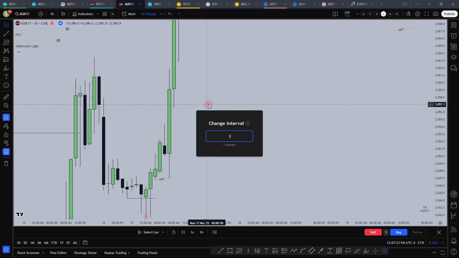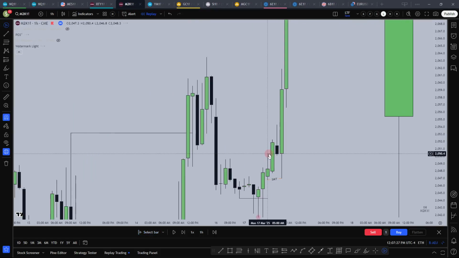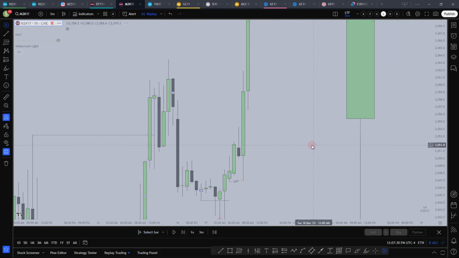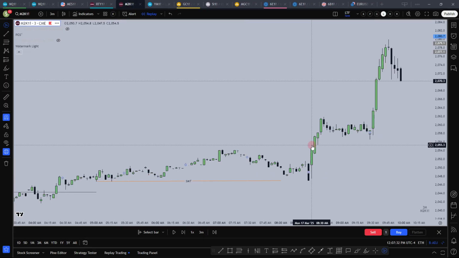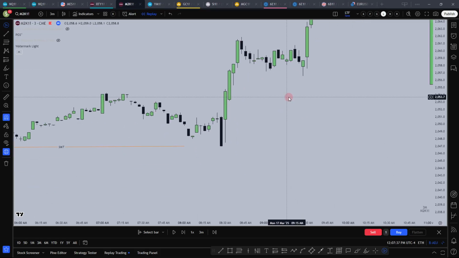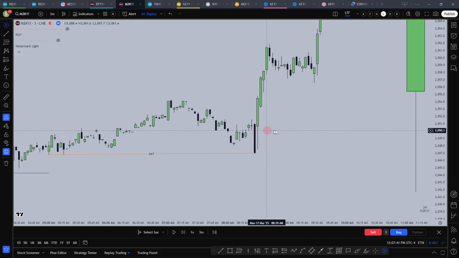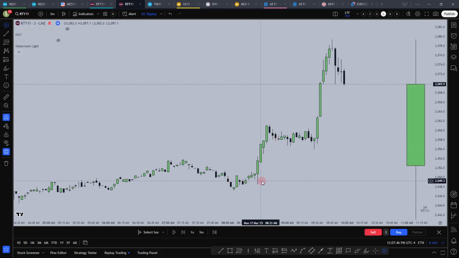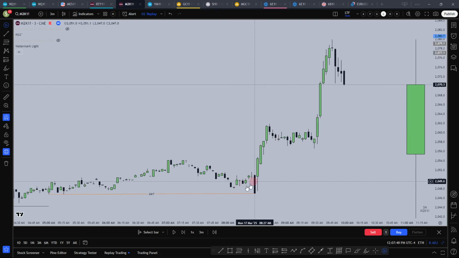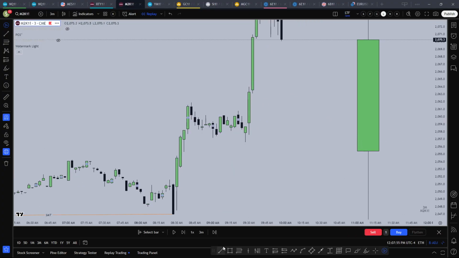Using minutes MMXM. 3 minute, 5 minute, 1 minute. SMT here with this low. M2K isn't much clear. RTY would have been clear. It's just how micro forms. Mini is much better for starting.